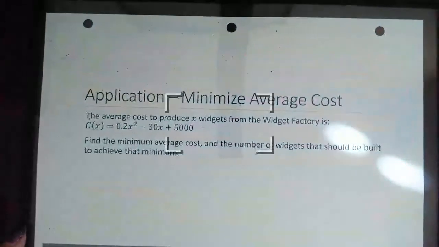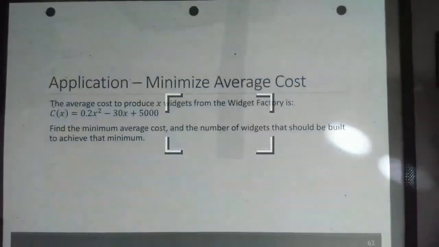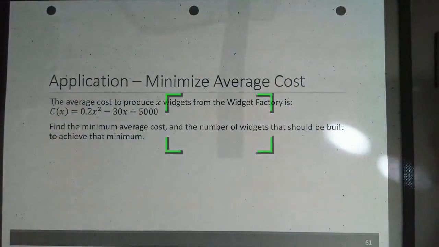Now that we've looked at some quadratic functions, we're going to look at some application problems for them. So first up, the average cost to produce x widgets from the widget factory is C of x equals 0.2x squared minus 30x plus 5,000. We want to find the minimum average cost and the number of widgets that should be built to achieve that minimum.